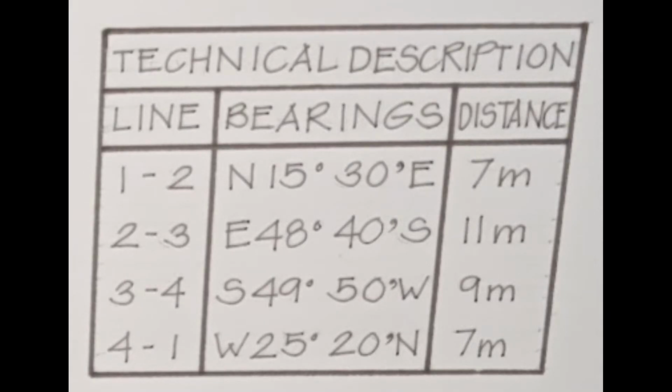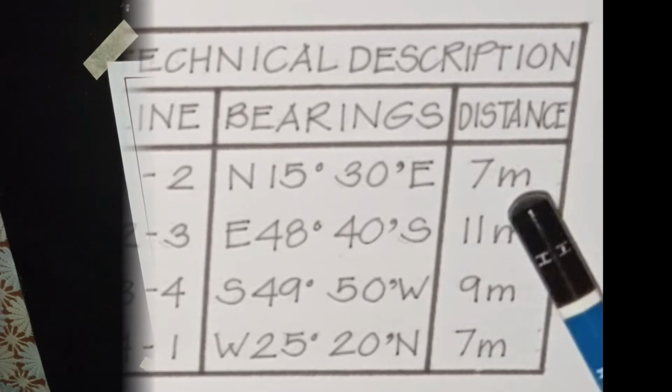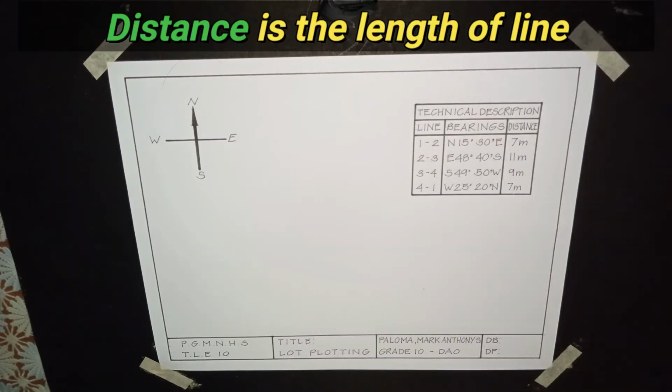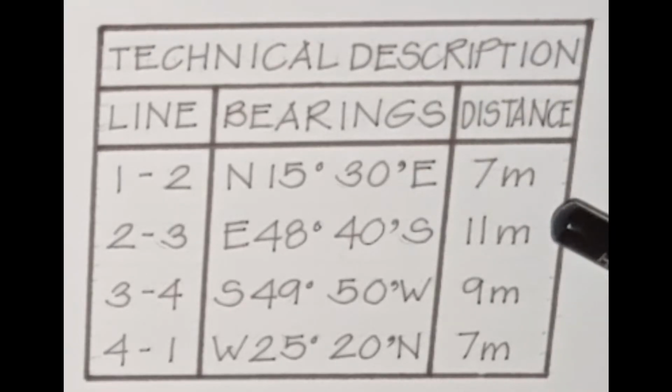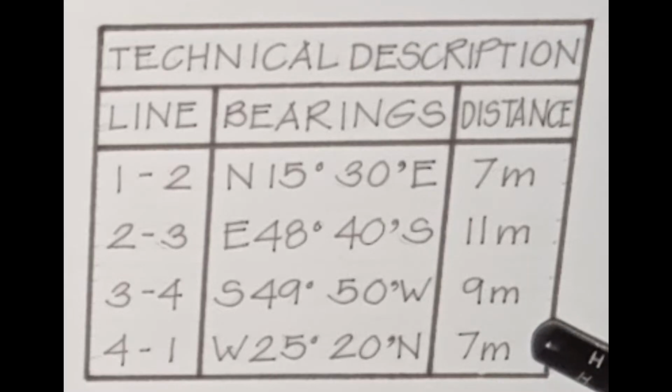For the last column, we have the distance. And distance is actually the length of lines. In this example, for the first line, we have a distance of 7 meters. For the second line, we have the distance of 11 meters. For the third line, we have the distance of 9 meters. And for the fourth line, we have the distance of 7 meters.